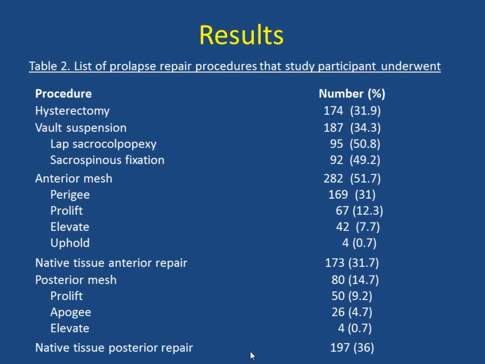Study participants underwent a variety of procedures, and they're all listed here. 32% of women underwent hysterectomy. 34% had a vault suspension; half of those were sacrocolpopexies, and half were sacrospinous ligament fixations. 51.7% had anterior mesh placed, and 14.7% had a posterior mesh placed.